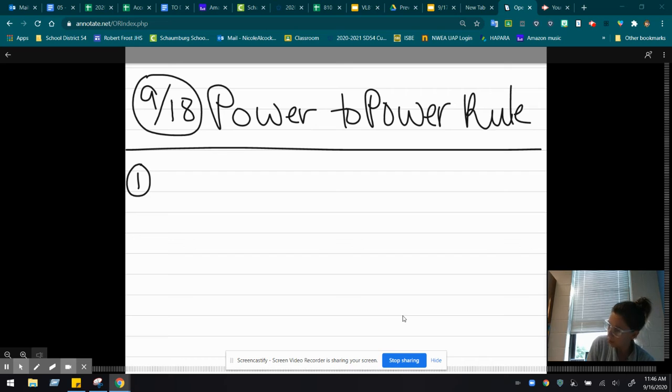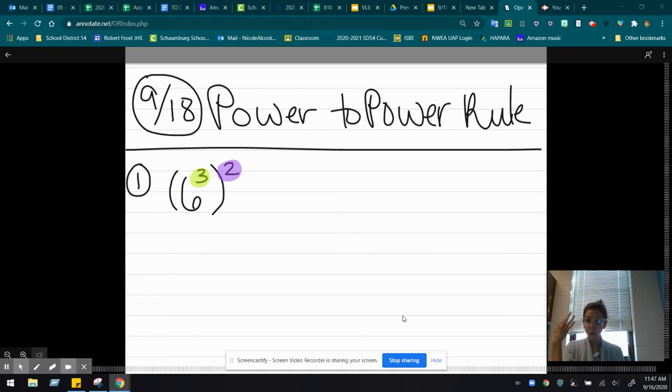And our first example is 6 to the third power to the second power. So here in our example, you can see that there's a third power, but then that is also to the second power. So there's two powers, power to a power. And I find that the best way to look at these is to start with our expanded form so we can really understand what's going on.